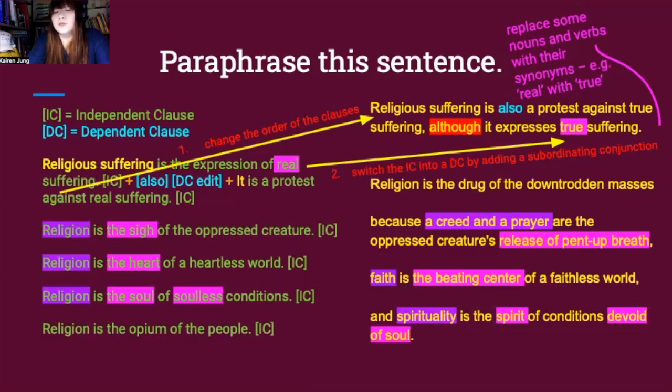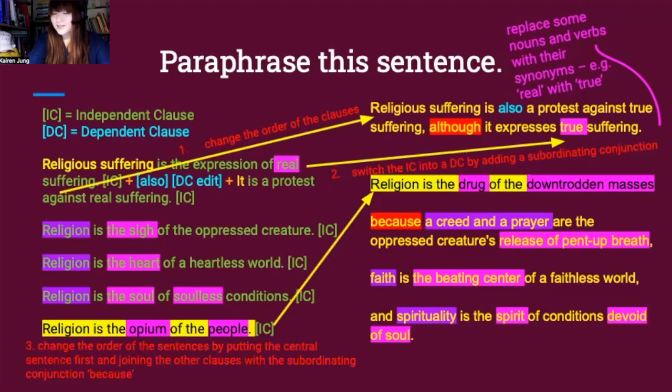it start with the subordinating conjunction or dependent marker word, although, highlighted in red. You may also have noticed that we also changed the orders of the sentences around by putting the central sentence first and joining the other clauses with the subordinating conjunction because. Let's take a minute to let it all sink in. Got it? Good. Now let's look at our finished paraphrase.